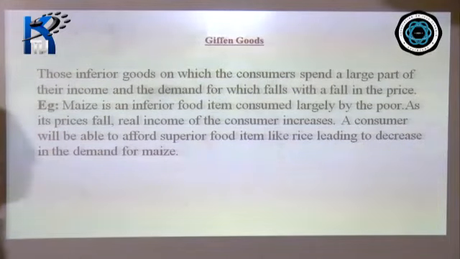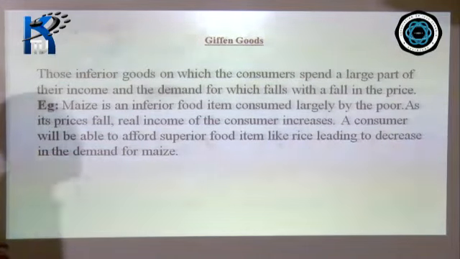Your demand will fall because the price falls. So it does not behave the way the law of demand should behave. When the price falls, demand also falls. An example is given to you straight from your Frank textbook regarding maize, an inferior food item consumed largely by the poor people. When the price of maize falls, what happens?